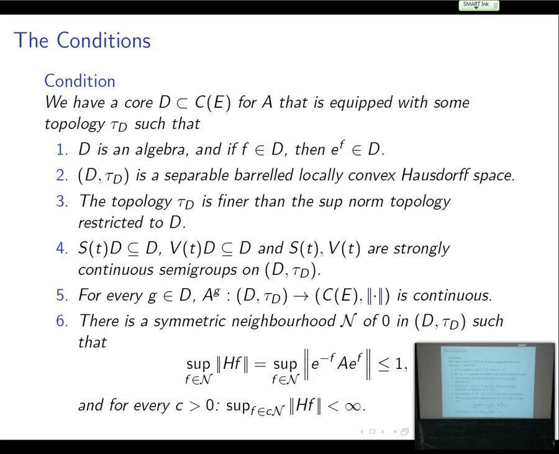The third property is that this topology tau_D is actually finer than the sup norm topology restricted to D. Now, what will that imply? That will imply that the space of Radon measures on E is actually a subset of the adjoint of D. So if I have a probability measure, it's actually also an element in D star.